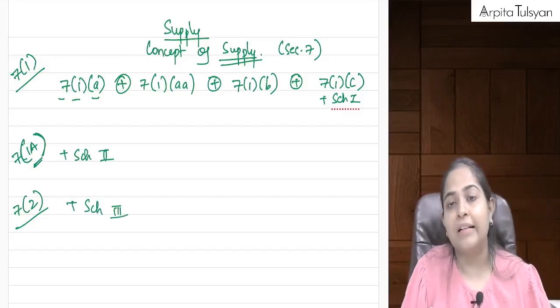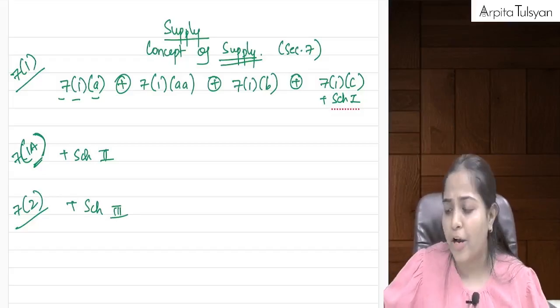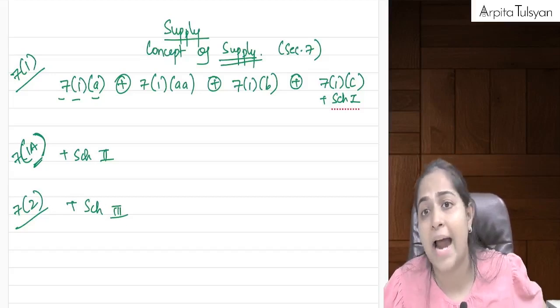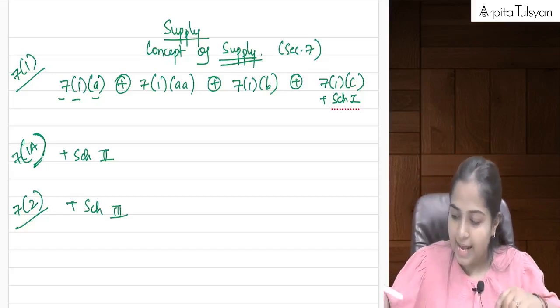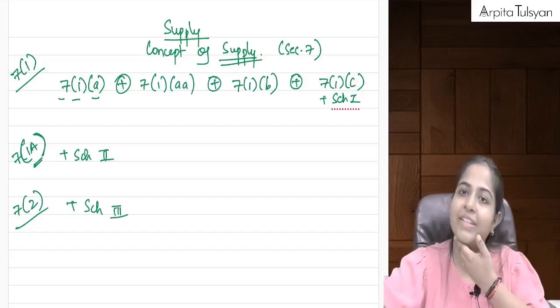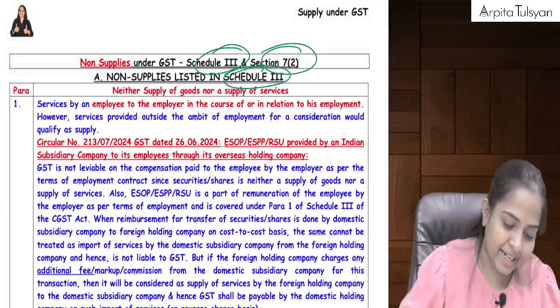The transactions mentioned in this negative list are neither considered as supply of goods nor supply of service. Means it is not considered as a supply at all. Okay, it is not considered as a supply at all. 10 points we have to do in this. Can we start with it, everyone? Yes? Chalo, theek hai. Let's start with it.